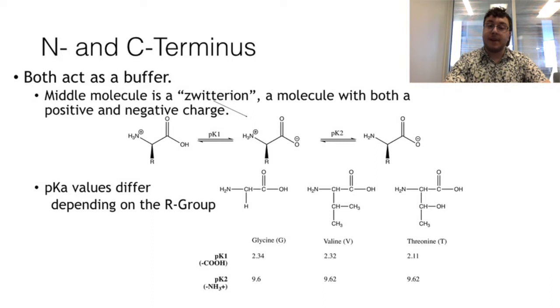The exact pKa value for both the N and C terminus are dependent on the amino acid's R group. This is exemplified by the 3 amino acids below. We can see that glycine's C terminus has a pKa of 2.34, while threonine has a value of 2.11. Your textbook should contain a table which lists these properties associated with the 20 common amino acids.